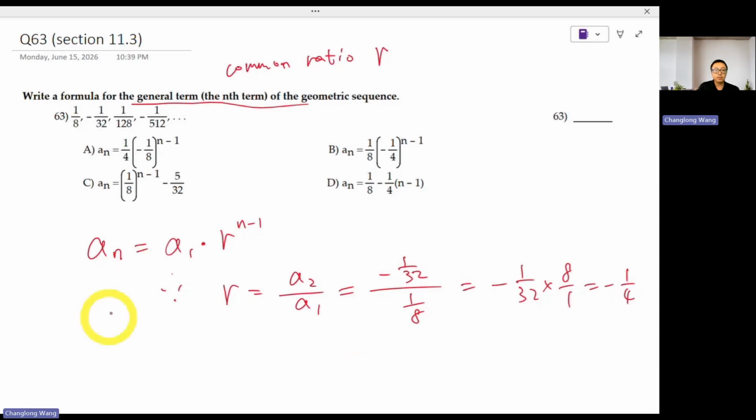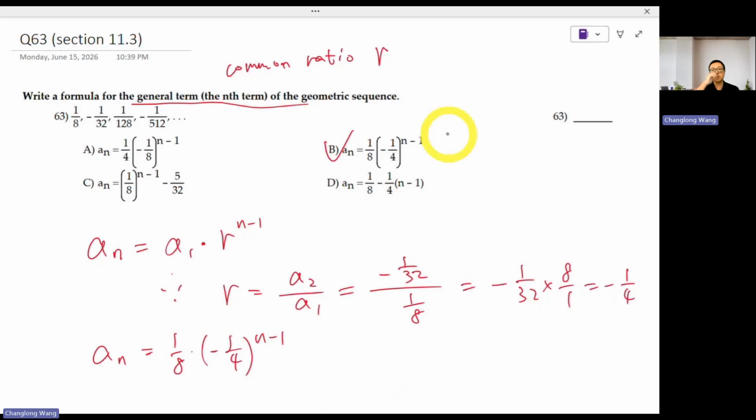Okay, so now we have it, right? So a sub n is a1, that is 1/8 times negative 1/4 to the n minus 1, right? Let's see if there is one that exactly matches. There is, right? Letter B. Okay, so that's the straightforward way to get it, right?